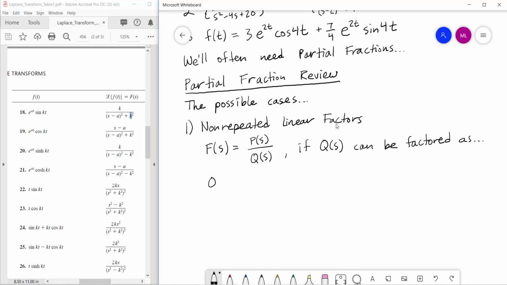So if q of s can be factored as q of s equals s minus s1 times s minus s2 times s minus s3, and so on and so forth, all the way up to s minus sn, assuming that it's some nth order polynomial down here, where these numbers that we found, s1, s2, s3, up to sn, are all distinct numbers.